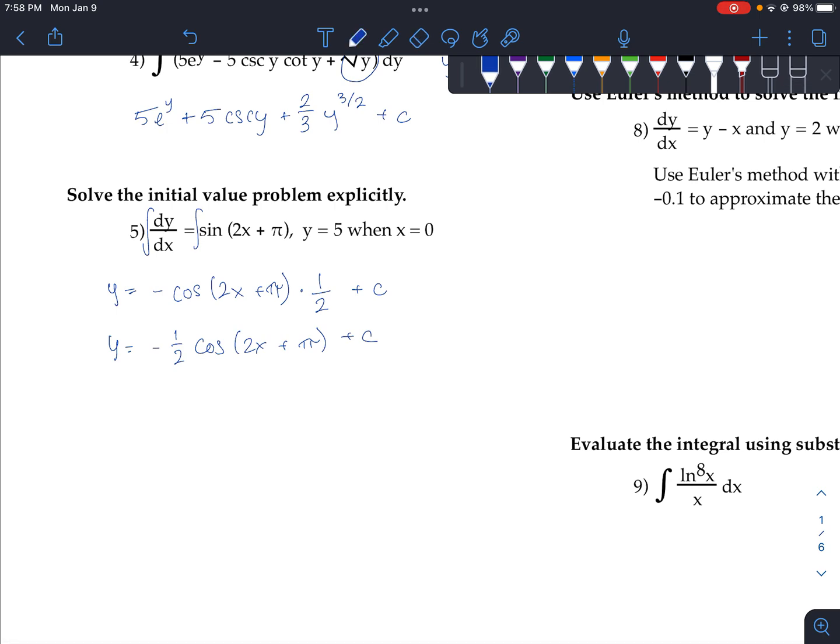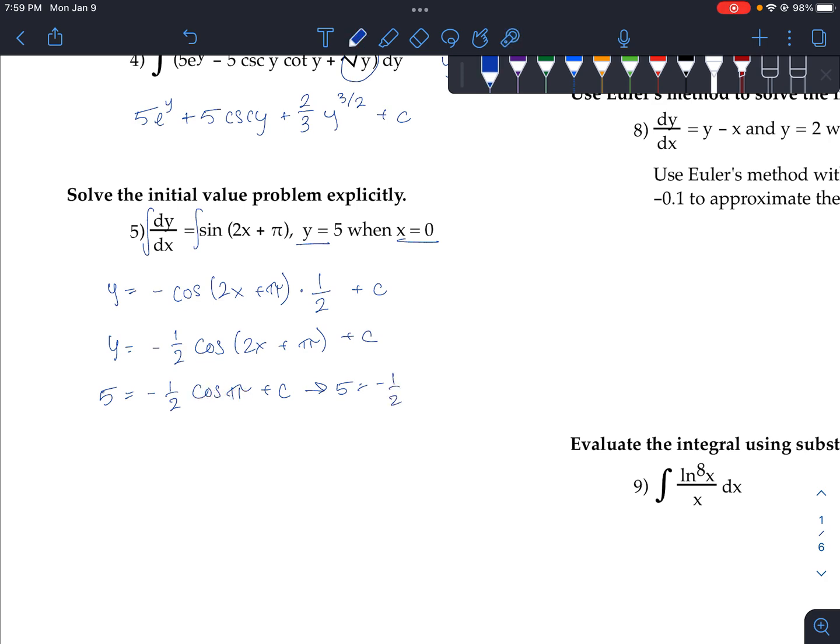Okay, now I'm going to plug in 5 and 0 respectively into y and x, and then I'll find the value c. So 5 is equal to negative 1/2 cosine. If I plug 0 in here, it's just going to leave me with pi. So cosine of pi plus c. So 5 is equal to negative 1/2 cosine of pi.